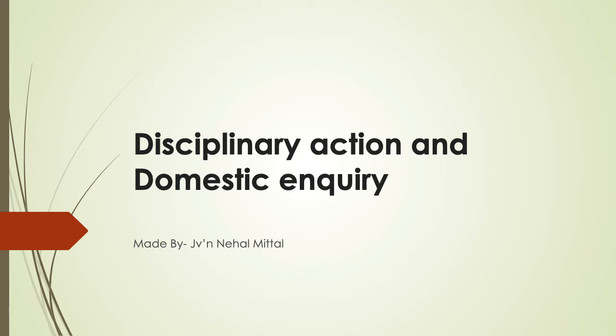According to the Industrial Employment Act 1946, the suspended worker is to be paid subsistence allowance equal to one half of his wages for the first 90 days of suspension and three-fourths of the wages for the remaining period of suspension, if the delay in the completion of disciplinary proceeding is not due to the worker's own conduct.